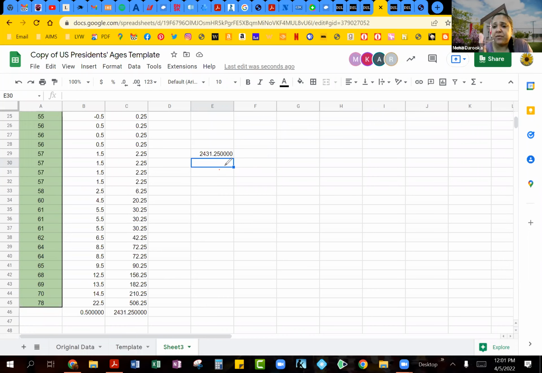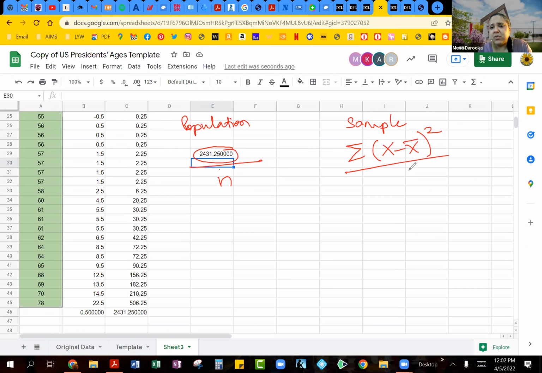So you actually have two different formulas when you're working with standard deviation. Since this one is a population, you take the total of your square column and you divide it by n. This is when you are working with the population. If you were working with a sample, let's say you were only using 20 ages out of the 45, you would take the total of your data value minus the mean, which we squared, and you would divide it by n minus 1.